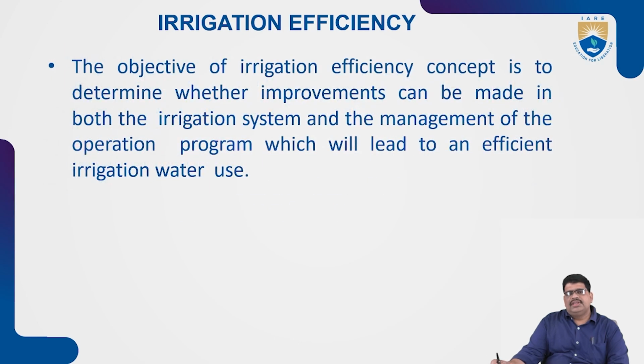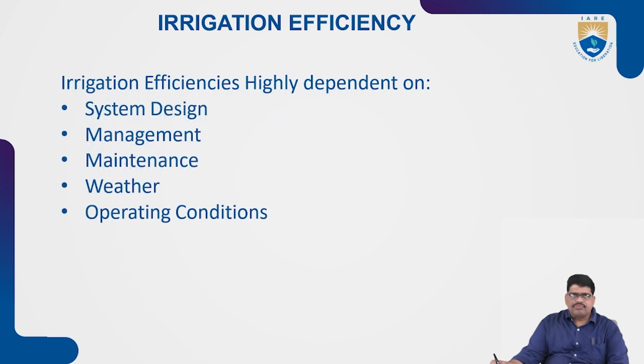Next, the objective of irrigation efficiency is to determine whether improvements can be made through the irrigation system and the management and operation of the program, which will lead to more efficient use of irrigation water. Irrigation efficiency depends highly on, first, system design, second, management, third, maintenance, fourth, weather, and fifth, operating conditions.